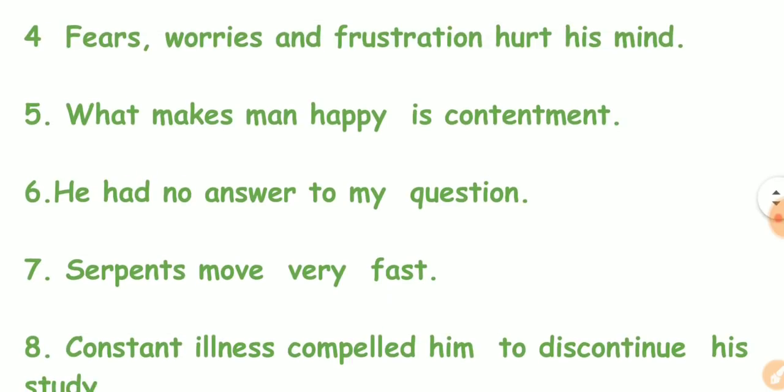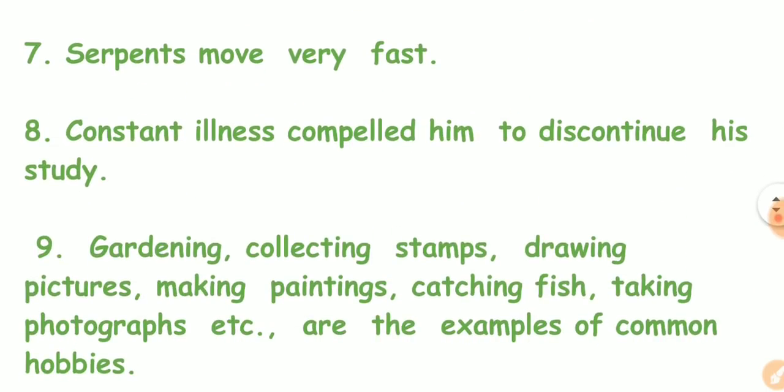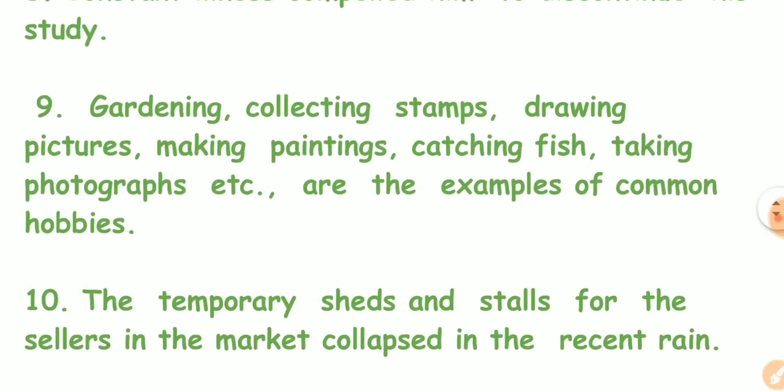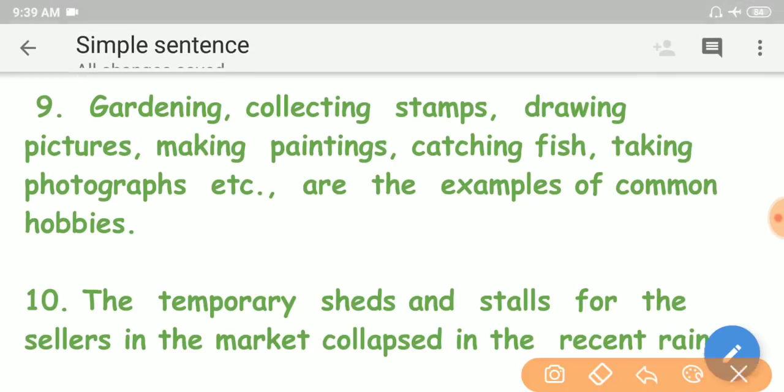He had no answers to my questions. Serpents move very fast. Constant illness compelled him to discontinue his study. Gardening, collecting stamps, drawing pictures, making paintings, catching fish, taking photographs, etc. are the examples of common hobbies. So this is also one of the simple sentences.